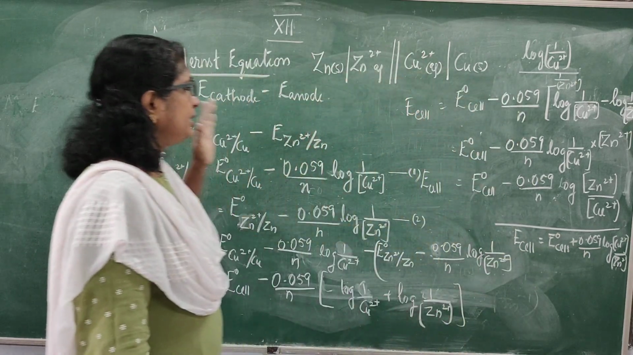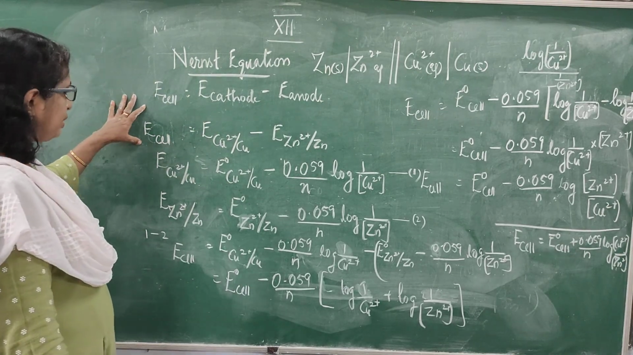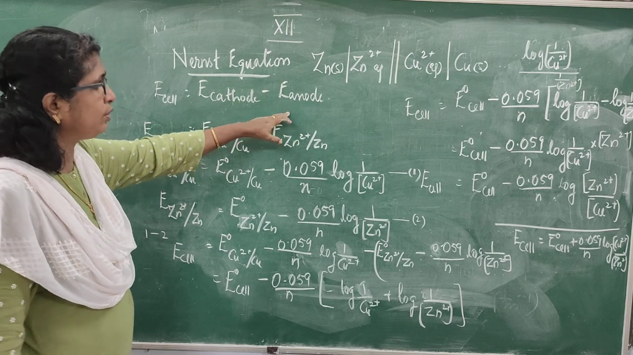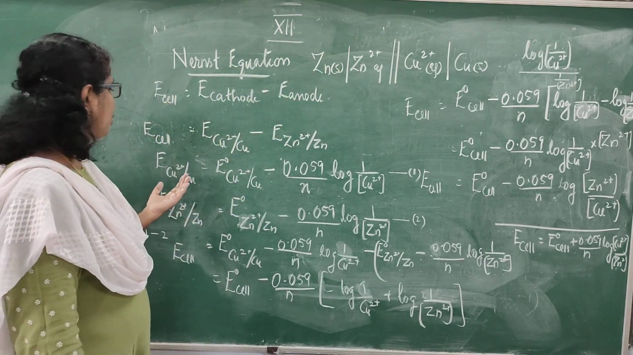So you see the equation. From the Nernst equation, we are calculating E cell. E cell is equal to E cathode minus E anode. We are considering the Daniell cell. In the Daniell cell, the cathode is copper.